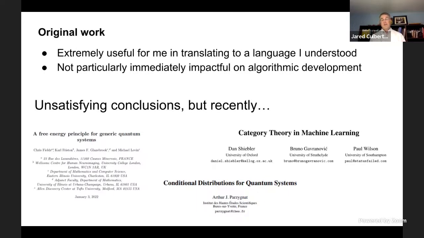And so there are folks working on the free energy principle and understanding what the asymptotic behavior of systems that follow the free energy principle is and how they can be modeled using this sort of language, and also thinking about conditional distributions in quantum systems. And then Dan Scheibler has been doing some very interesting work in a variety of aspects of thinking about how to apply these sorts of things in different aspects of machine learning. And so, while not wholly satisfied, I'm very optimistic about where this work is headed, and I think there are some exciting things going on there.